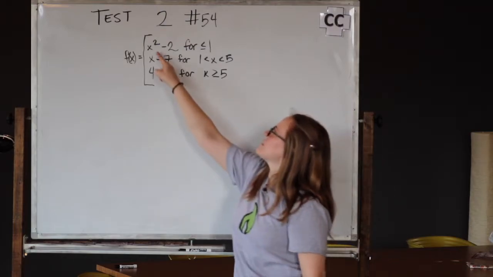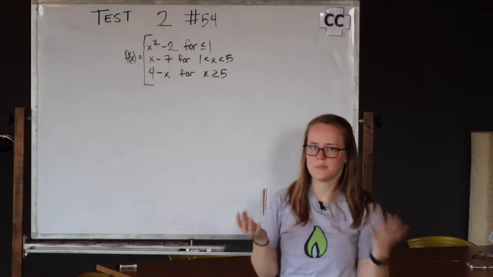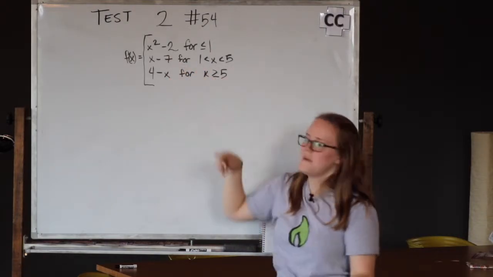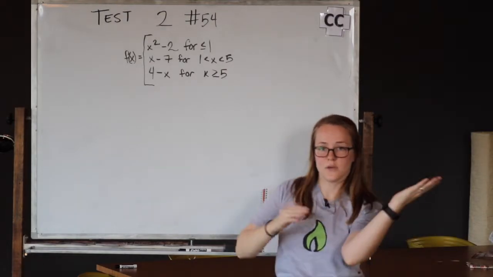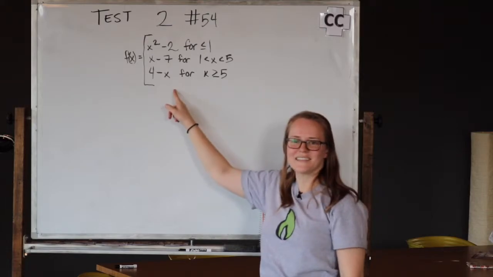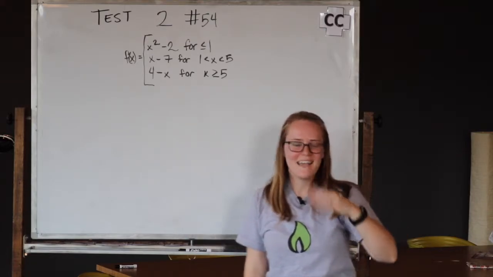So this is x squared minus 2 for x less than or equal to 1. That tells us that part's a parabola. Then x minus 7 for x from 1 to 5, and that means that's going to be a positive slope line. And then 4 minus x for x greater than 5. So that's going to be a negative slope line.